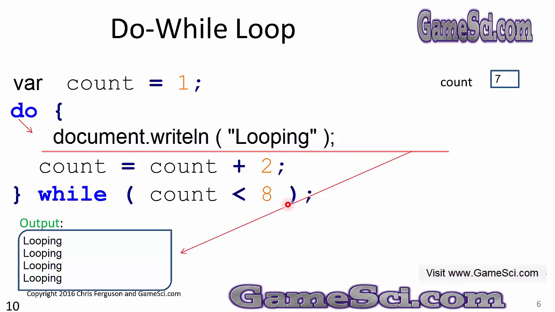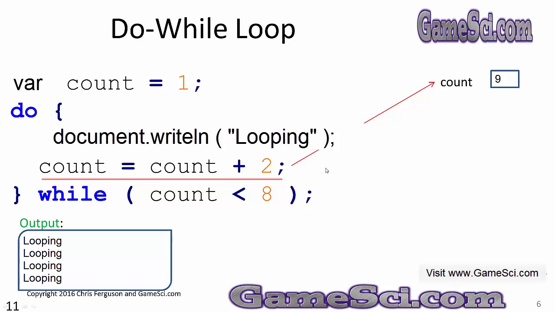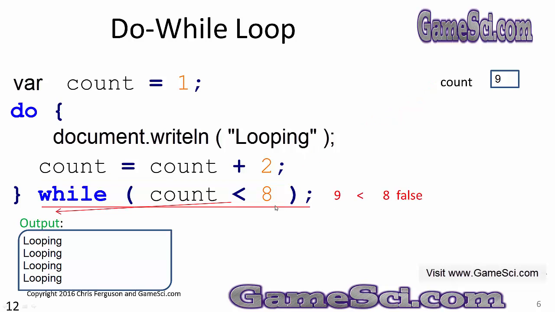System.out.println("looping"). For the fourth time, we will print out the word looping to the console. We'll drop down to the count equals count plus 2. Count has now gone to the value 9. Dropping down and evaluating the condition, count less than 8 is 9 less than 8. 9 less than 8 is a very false statement.